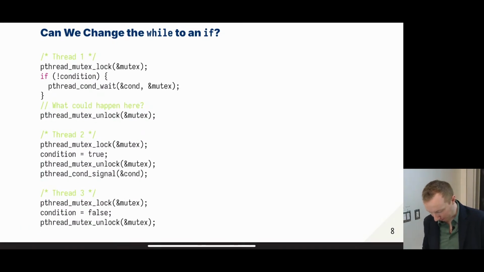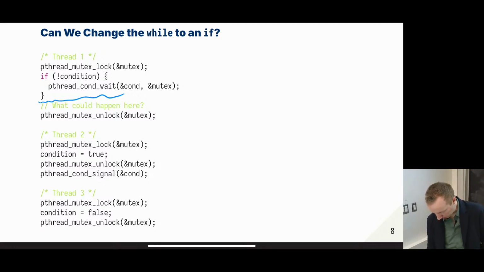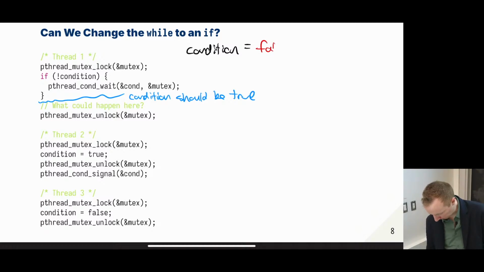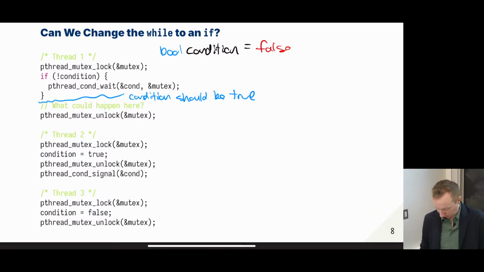But what about if I had 3 threads. So I have 3 threads, same idea. In thread 1, I want condition should be true. And initially, I will have condition equal to false. So I have that same thread, but I just changed the while to an if. And then in thread 2, it's the corrected version.